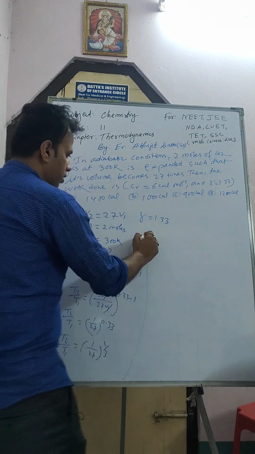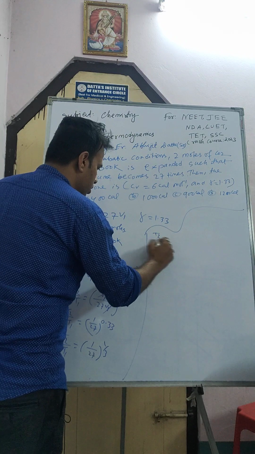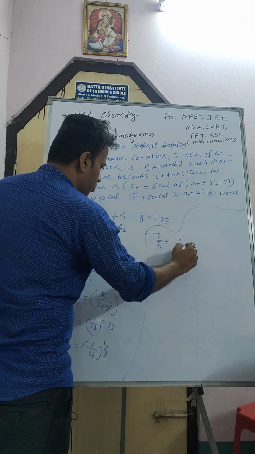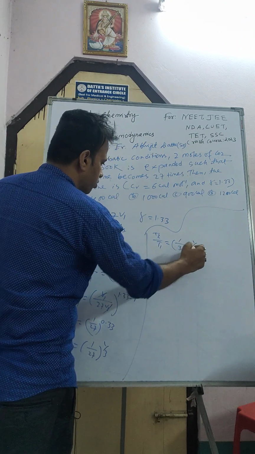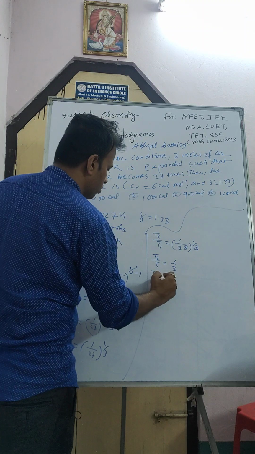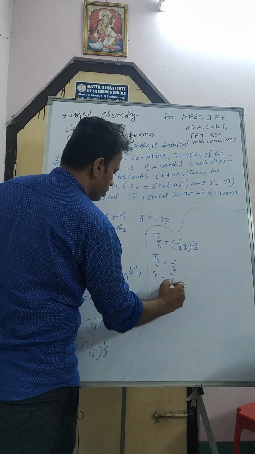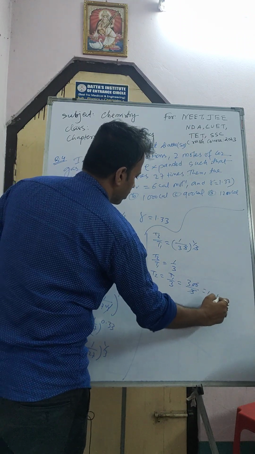So T2 by T1 is equal to 1 by 3 cubed, whole to the power 1 by 3. This will cancel, so T2 by T1 is equal to 1 by 3. So T2 equals T1 by 3, T1 is 300 by 3, which will be 100 K.